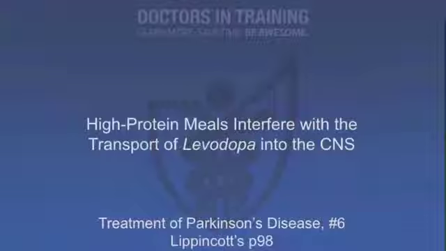High protein meals interfere with the transport of levodopa into the CNS because large neutral amino acids such as leucine and isoleucine compete with levodopa for absorption from the gut and for transport across the blood-brain barrier. So levodopa should be taken on an empty stomach, typically about 45 minutes before a meal. Levodopa and carbidopa have a short half-life of only 1 or 2 hours, and this can cause fluctuations in plasma concentration. You can have fluctuations in motor response that may be correlated with plasma concentration.